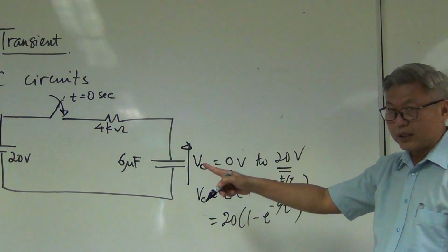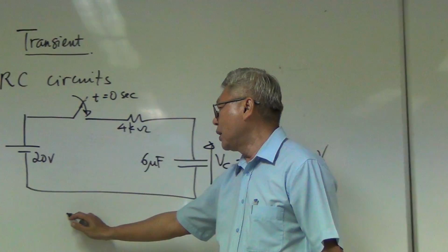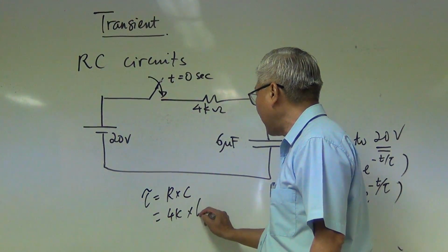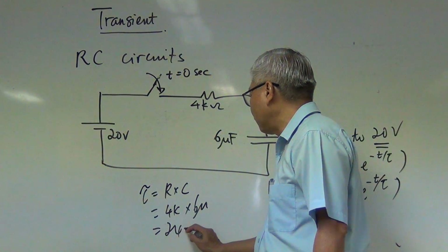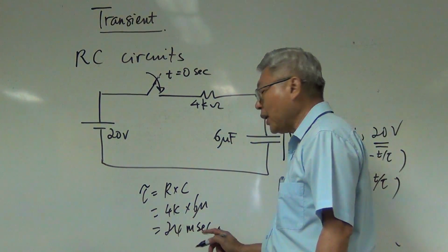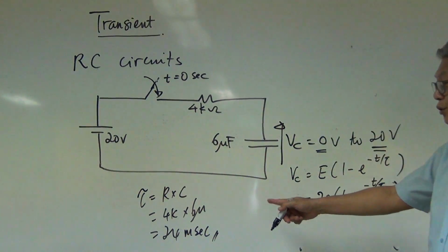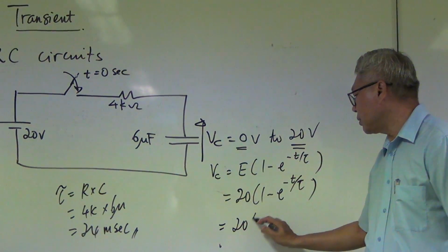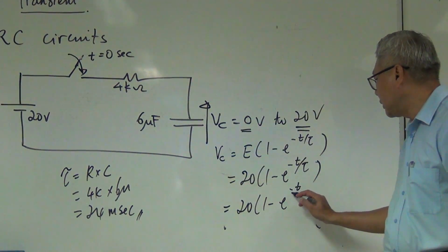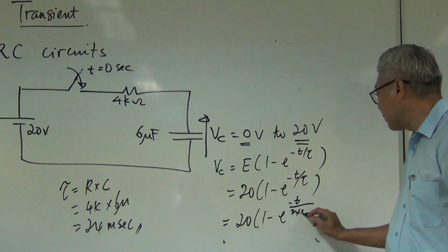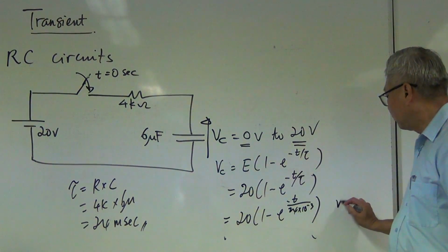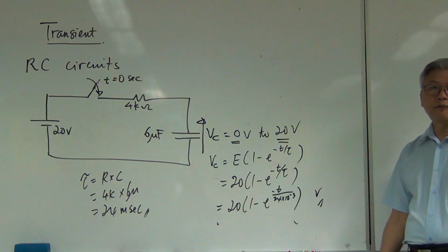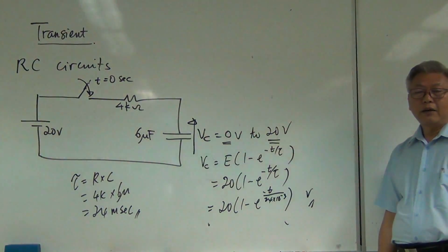Now what is my time constant? I have to calculate the time constant. So I say time constant is equal to R times C. So it's equal to 4 kilo multiply 6 micro. So that's equal to 24 millisecond. I know my mathematics, alright? Of course, you can use a calculator to come up with the same answer. So then I will substitute back into my expression. So it's 1 minus e to the power minus t divided by 24 times 10 to the power minus 3 volts. So that is my Vc. That's the expression for Vc. Okay? Alright, so we understand this.